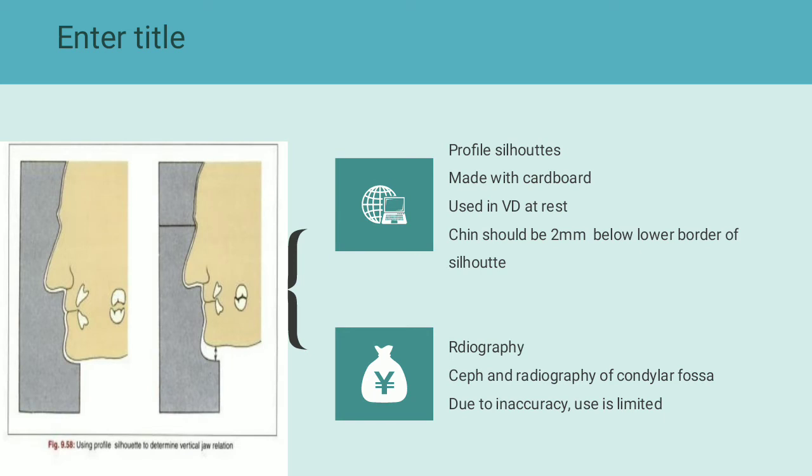The next one is profile seal out. It is made of cardboard. It is used for vertical dimension at rest position. The chin should always be 2 mm below the lower border of the seal out. The next one, radiography. Cephalometric radiography and radiography of the condylar fossa are involved here. Due to inaccuracy of various mechanisms, use is limited here.